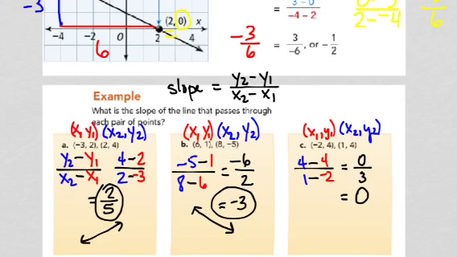And from what you learned yesterday, and I sang it, horizontal has slope of 0. So that tells me my slope is 0, so I'm going to have a horizontal line. And that is the end of the topic, of this section.